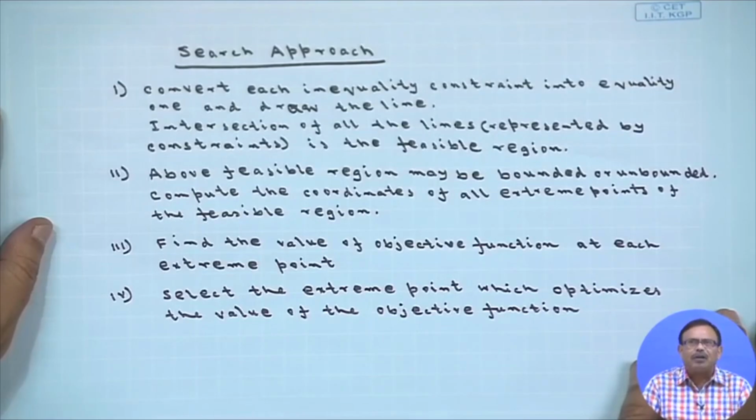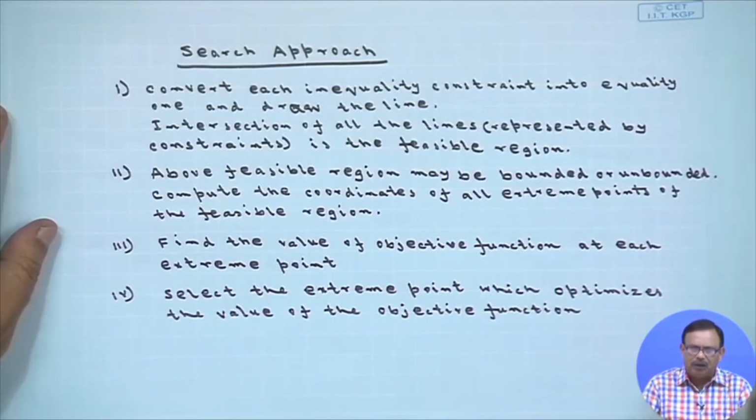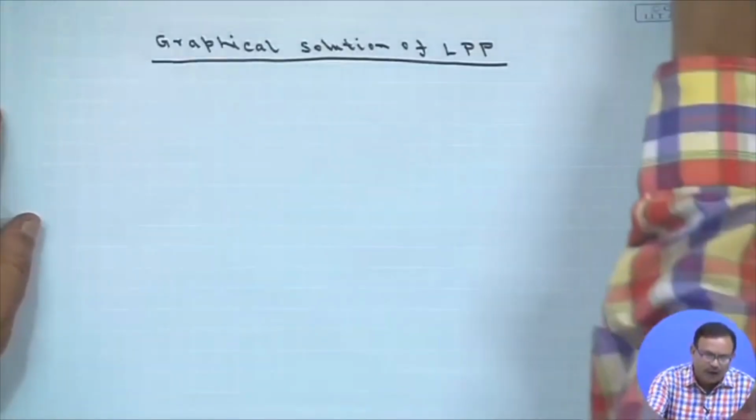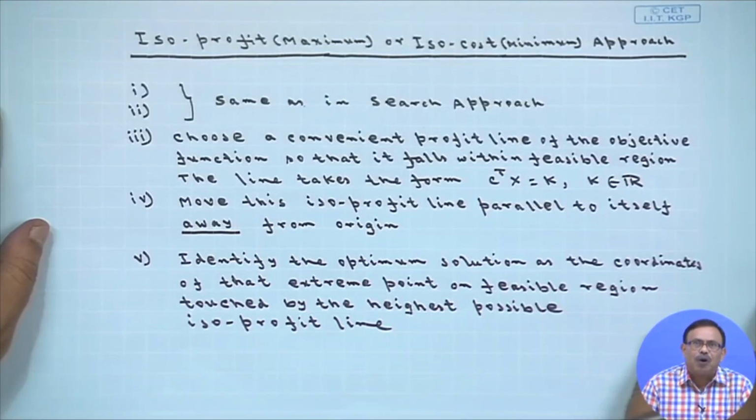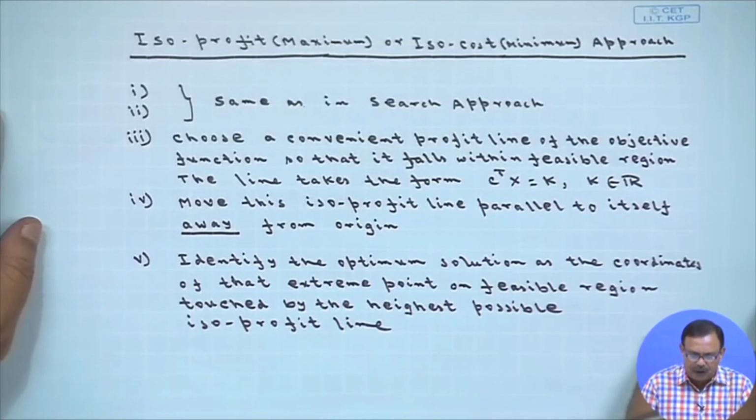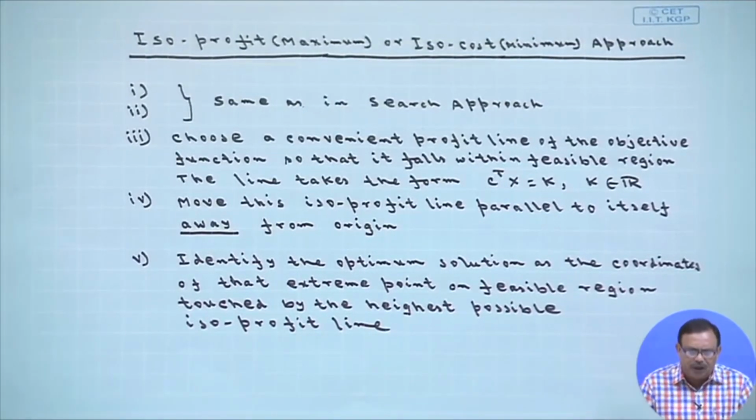The intersection of all these lines will give you the feasible region. From the feasible region, now compute two things. One is the extreme points of the feasible region. Next, at each extreme point find the value of the objective function, and the extreme point which gives the optimum value of the objective function will be your required solution. So, this is the search approach, whereas the other one, the ISO profit approach, which we call maximum, or ISO cost, which we call minimum, is almost similar, but there is a difference.